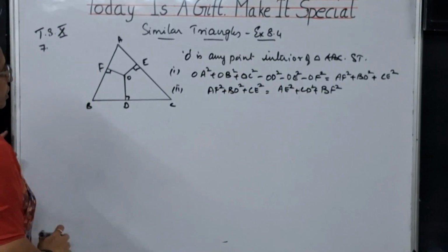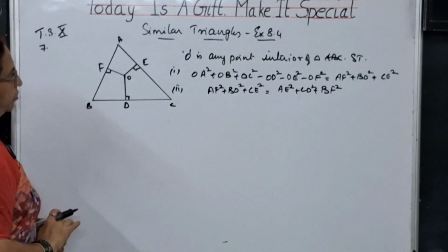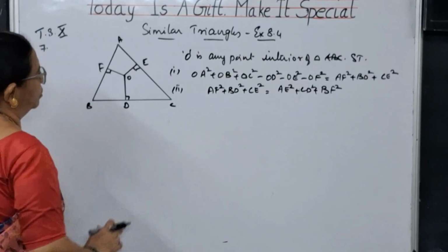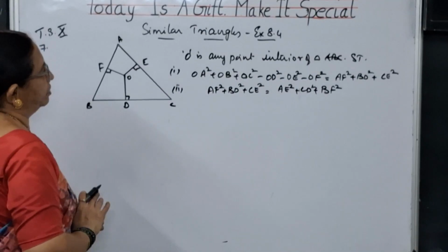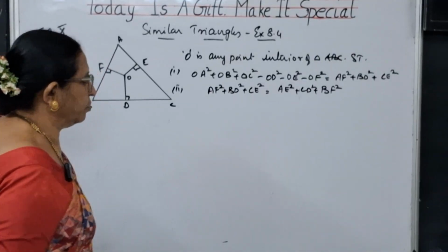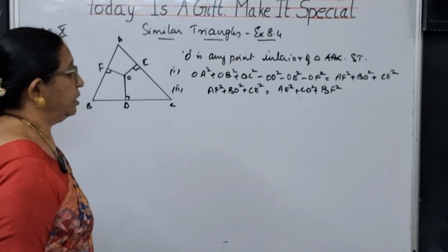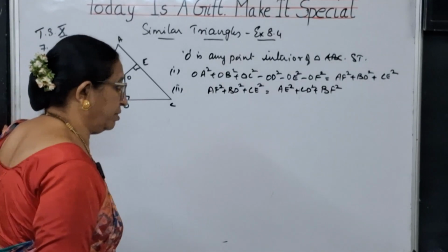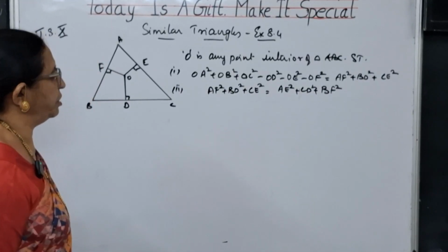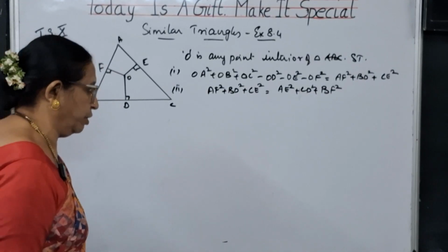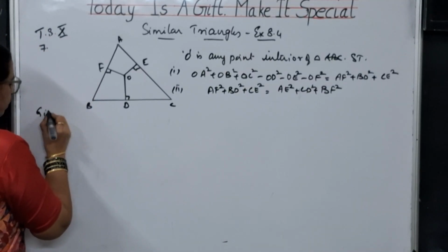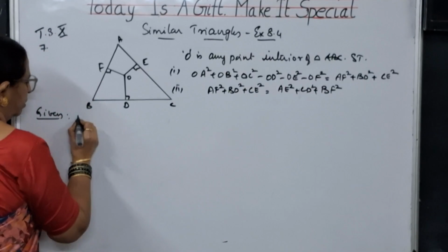O is any point interior to triangle ABC and two bits are given to you. Show that OA square plus OB square plus OC square minus OD square minus OE square minus OF square is AF square plus BD square plus CE square. First bit. Second bit, AF square plus BD square plus CE square is equal to AE square plus CD square plus BF square. So, what is given to us?